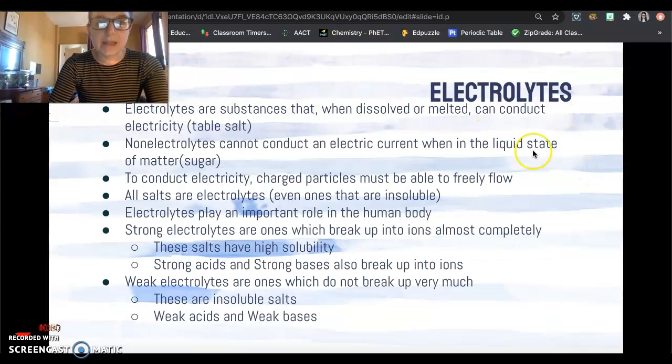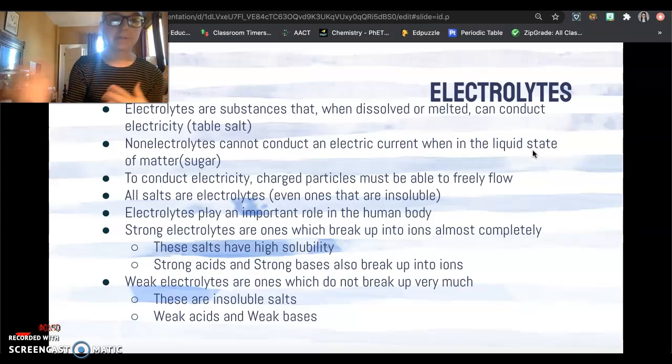Electrolytes are substances that, when dissolved or melted, so when they're in some sort of liquid state, can conduct electricity. So table salt is a good example. Non-electrolytes are those that do not conduct electricity, even if they're melted or dissolved, so sugar. To conduct electricity, you have to have charged particles that are able to freely flow. Those charged particles can either be electrons, like we see in metals, or they can be ions, like we see in ionic compounds. Non-electrolytes do not have those free-flowing electrons or free-flowing ions, so they do not conduct electricity.